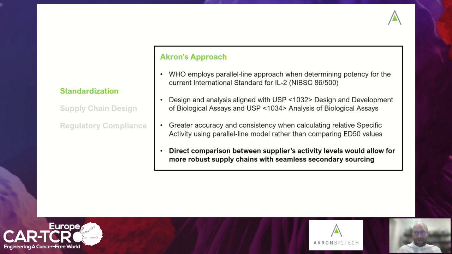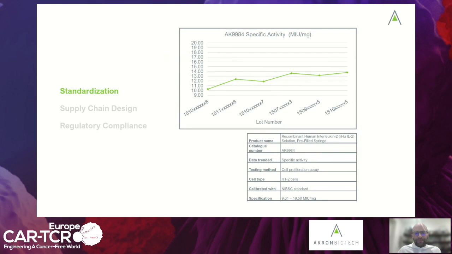So we align our principles of design behind these assays and our principles of analysis beyond these assays in line with the relevant USP chapters around the design of biological assays and around the analysis of these biological assays. We think that this is incredibly important for generating a robust and consistent product. And ultimately, we think that this is critical for us to standardize among cytokine providers, because this is going to determine how the entire industry is able to grow the availability of suppliers without having to do costly rework to ensure that we're able to work across different suppliers in our supply base. So we think that the standardization is critical.